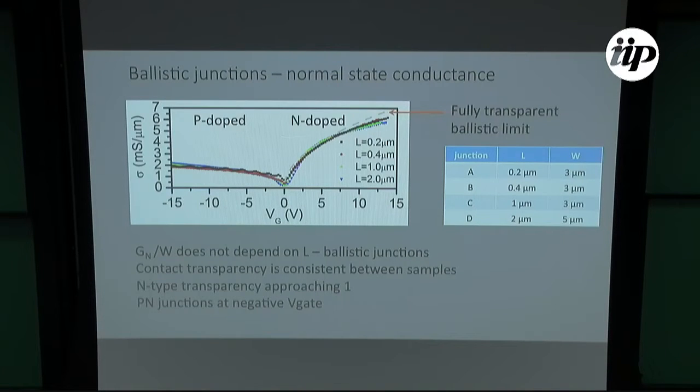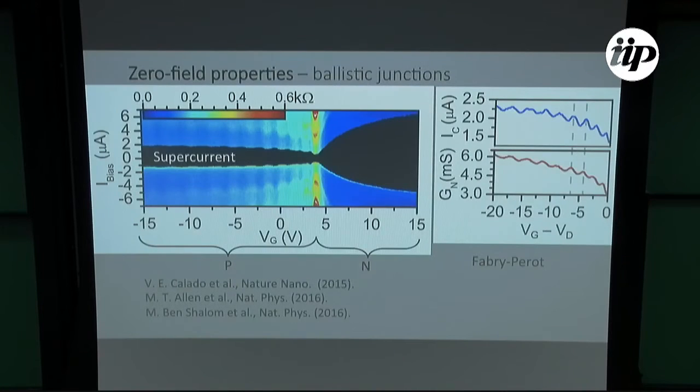It is very high on the N side, approaching the ballistic limit, which is the dashed line here. On the P side, there are semi-transparent PN junctions, which reduce the conductance somewhat, but again, those PN junctions are very similar between different samples. Now, the partial reflection from the p-n junction results in those oscillations of conductance which is visible for the shortest samples. And the same oscillations are also visible in the critical current, which is shown here.